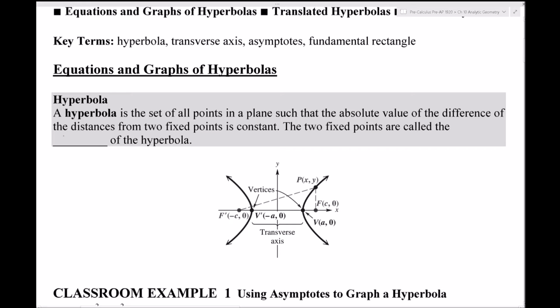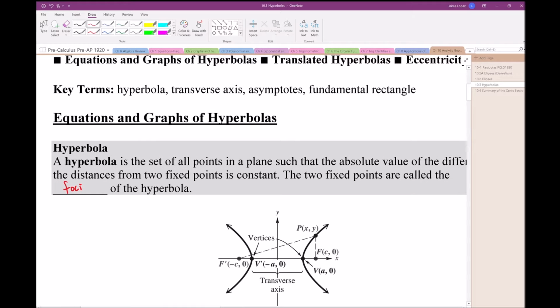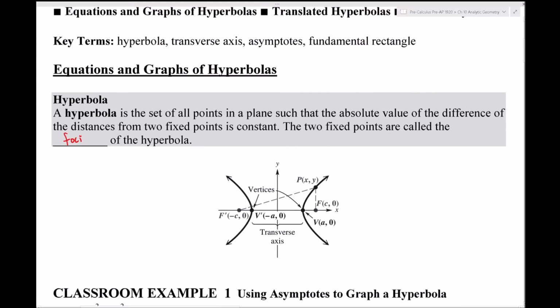So these two fixed points, these are foci. So those are the two foci. We have a focus and another focus. Both of those foci are inside of their respective curves. The left focus is inside the left curve. The right focus is inside the right curve. And by inside, it's a similar term to what I used for parabolas.